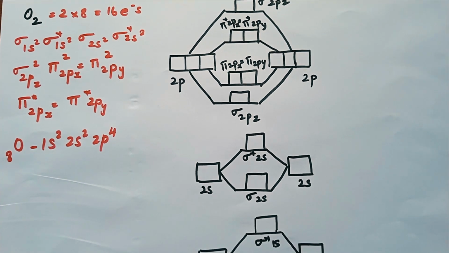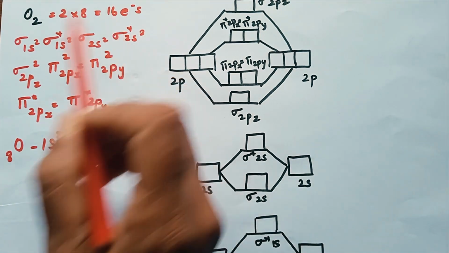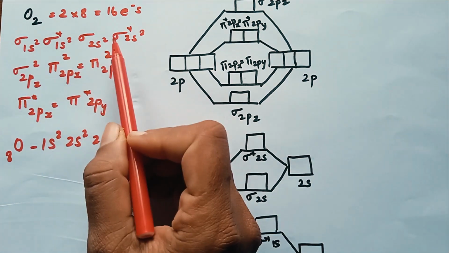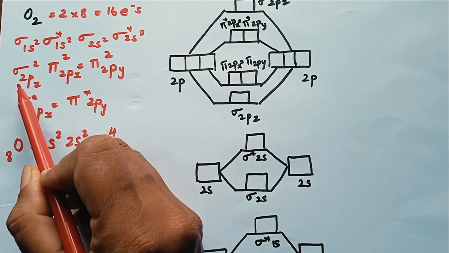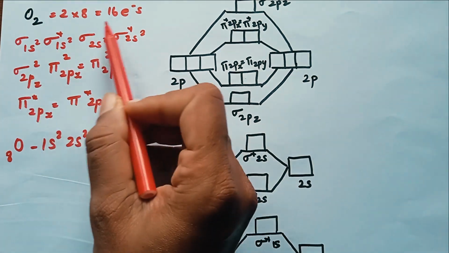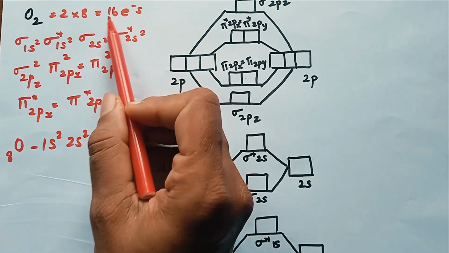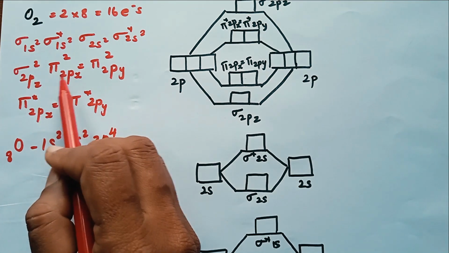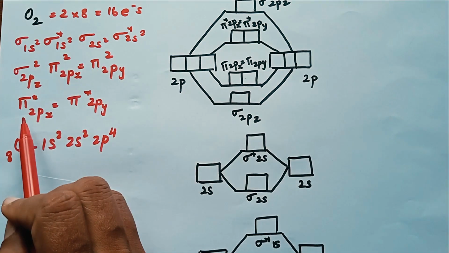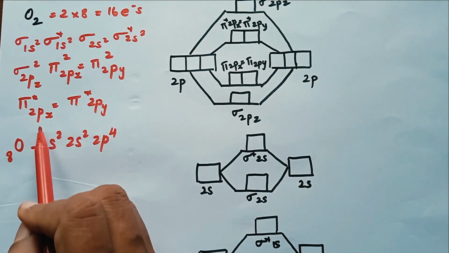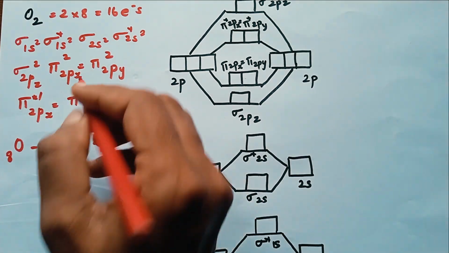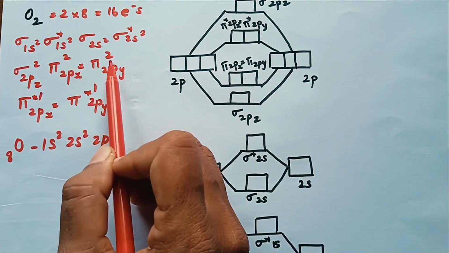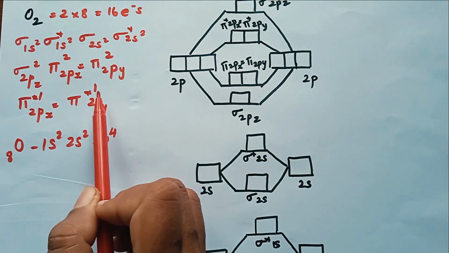Now we will see for oxygen. The total number of electrons is 16. So the electronic configuration will be sigma 1s2, sigma star 1s2, sigma 2s2, sigma star 2s2. Next we have to write sigma 2pz first, because with greater than 14 electrons the electronic configuration will be like this. So sigma 2pz 2 electrons, pi 2px, pi 2py 2 electrons each, and pi star 2px 1 electron and again pi star 2py 1 electron. So totally 2, 4, 6, 8, 10, 12, 14 and then 15 and then 16.